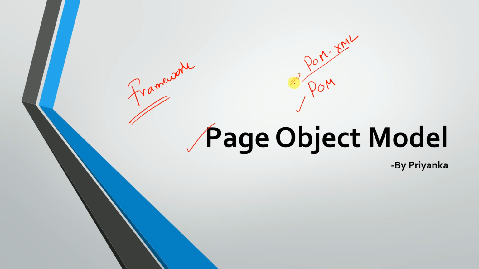When you create a Maven project, there is a very important configuration file available, which is called project object model. So the pom.xml file is completely project object model, and POM, this is nothing but page object model. And yes, page object model is a design pattern.